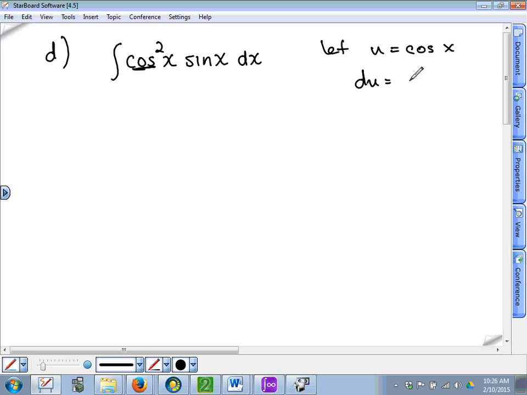Sine x cosine x. Be careful. What's the derivative of cosine? Negative sine. Negative sine x dx. So I'm going to ask you to look real carefully. Is everything accounted for? No, it needs to be a negative sign.